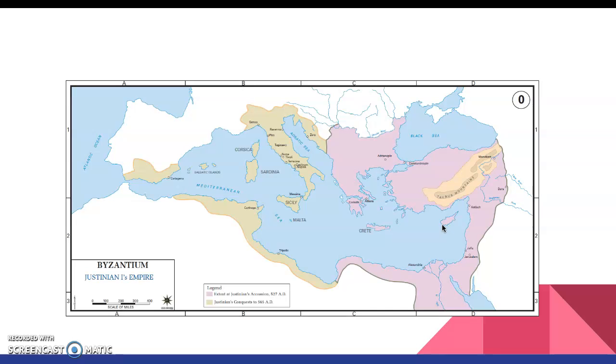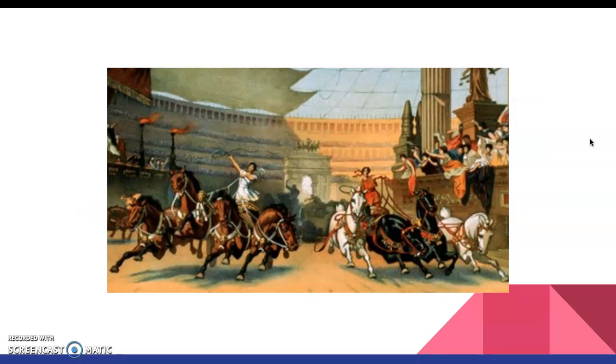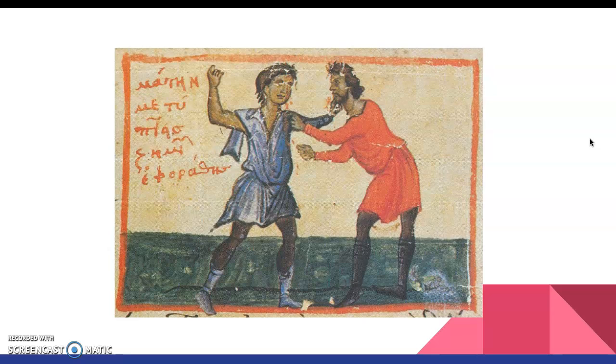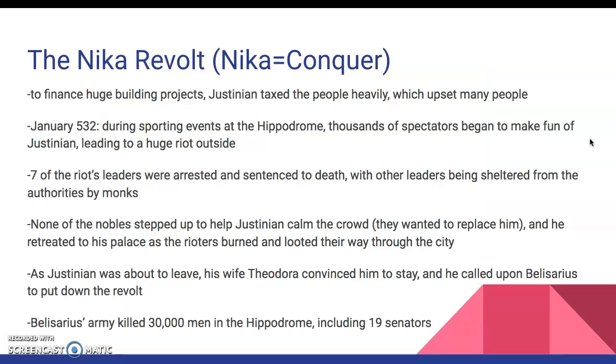So when Justinian took over in 527, this is what the empire looked like: this purple section right here. By the time that he died in 565, they had conquered all of the yellow area as well. So very expansive. It looks like most of the old remnants of the Roman Empire. Chariot racing, which carries over from the Roman Empire, as well as some boxing matches. They took some ideas from the Greeks in terms of the Olympics as well.